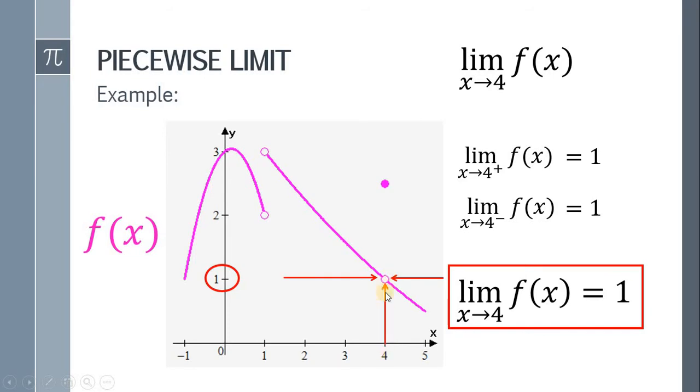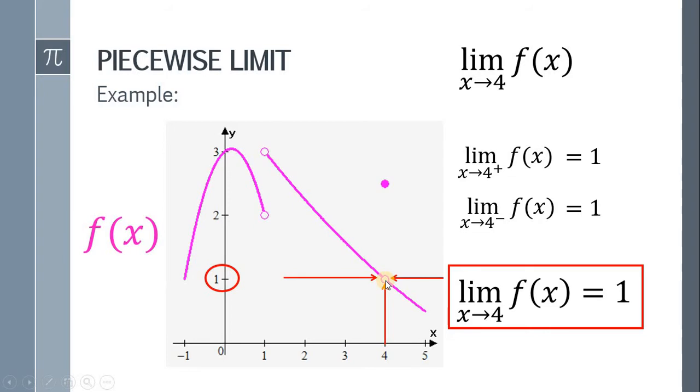Ang kailangan lang natin, saan papunta yung function, ano yung value ng function, habang papalapit siya ng 4. Okay? So, wala tayong pakialam kung ano yung mangyayari dun sa 4 mismo. Ang goal lang natin, saan papunta yung function mula sa kanan at mula sa kaliwa. Okay? And there you go. The answer is 1.